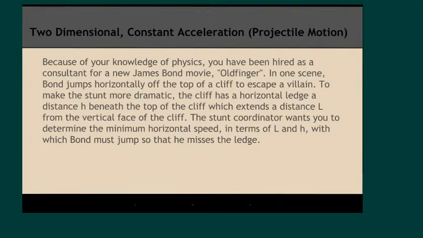Alright, so this is a two-dimensional kinematic problem, otherwise known as a projectile motion problem, and it's going to involve constant acceleration. That would be the constant acceleration due to gravity. And so let's read the problem.